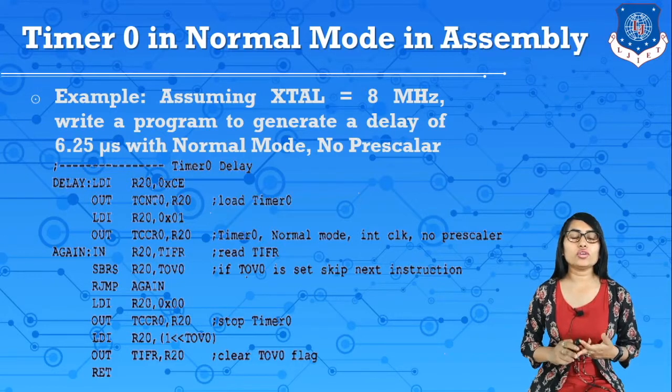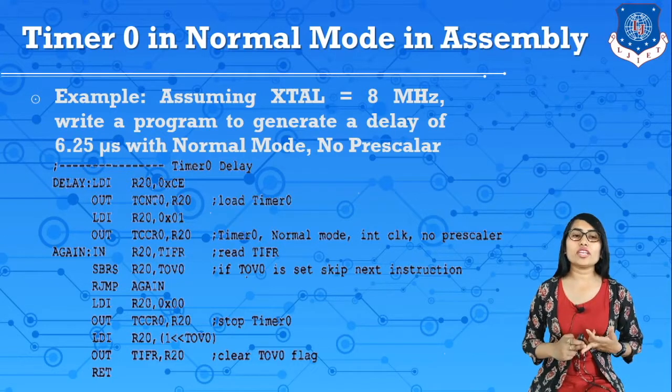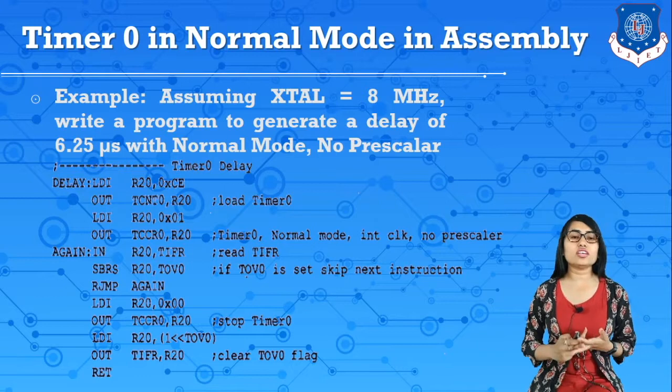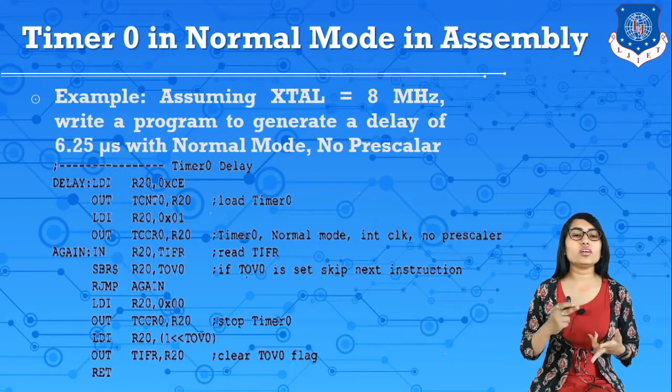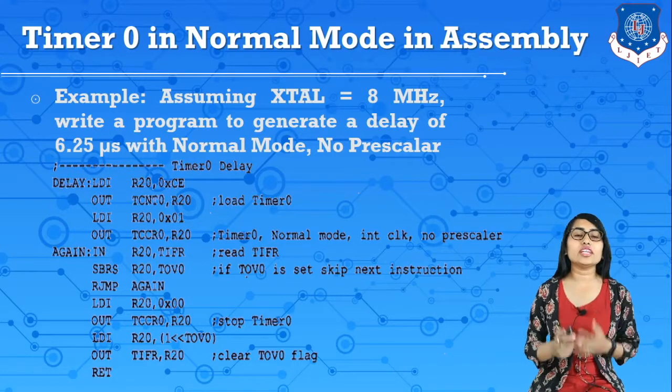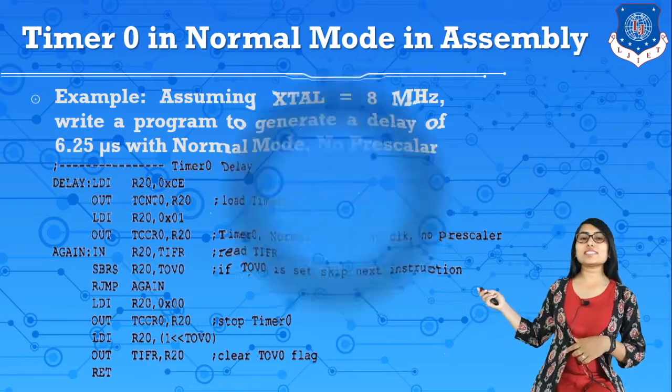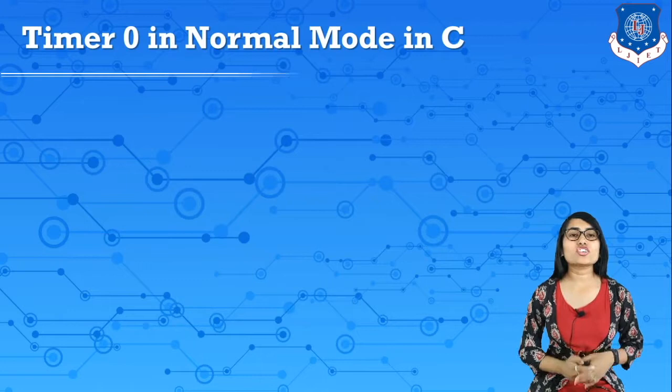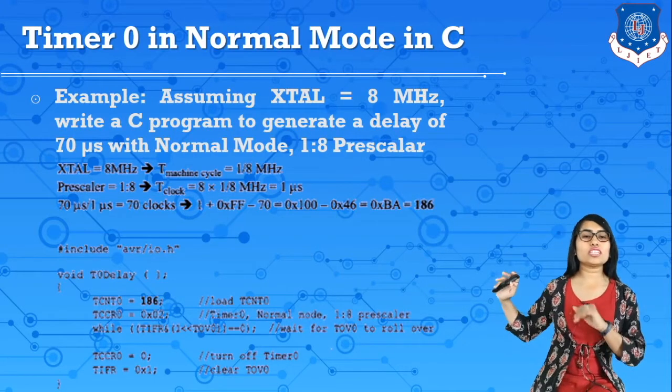First load the value in TCNT0, then load the value in TCCR0, then check the TIFR. Whenever TOV0 is equal to 0, we have to stay there and continuously check the status, and as soon as TOV0 becomes 1, we jump out. Now let's discuss normal mode operation in C. C programming is very easy.